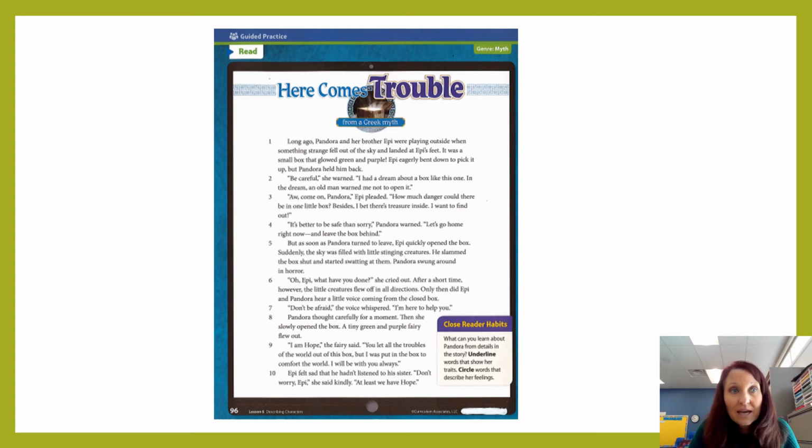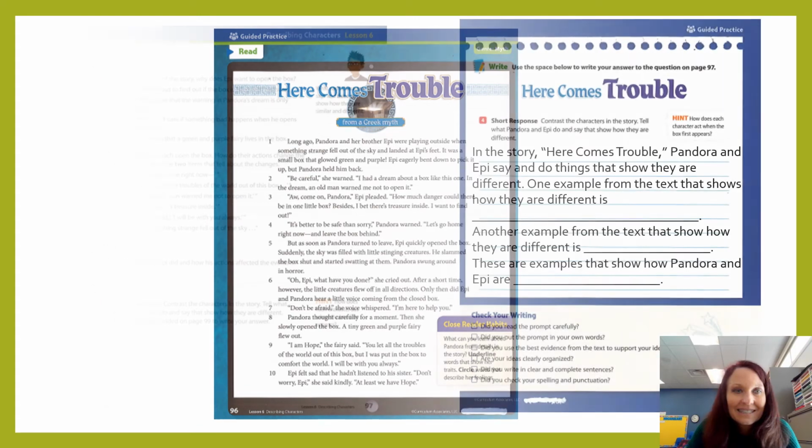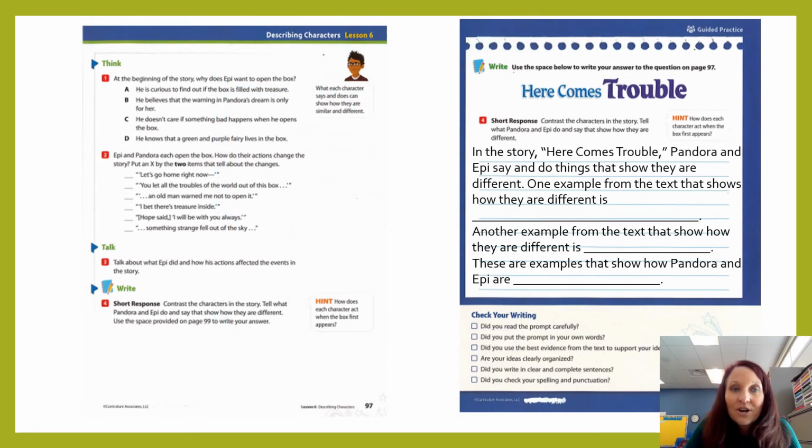So let's look at page 97. On this page, there are questions that ask you about the actions of characters, and you're also going to have to find evidence inside of the text. Then you're going to answer a talking question and a short response question. So let's look at how you're going to structure your short response. So hybrid students, I gave you a copy of this in your yellow folder, and online students, you're going to be doing this in Schoology.